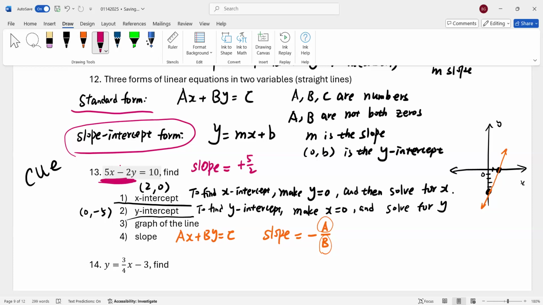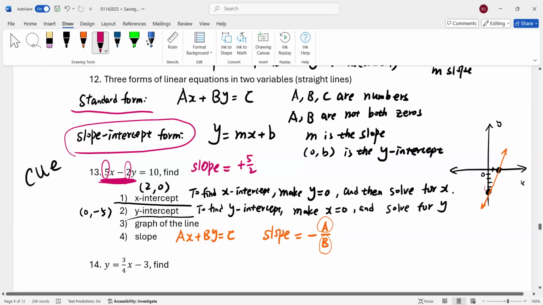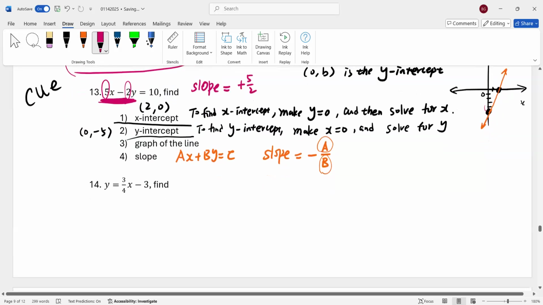Give it a try. If not, just try rise over run, right? As you can see here, rise 5, run 2, 5/2. That works as well. But if you know this method, 5x first term, negative 2y second term, they have a different sign. So the slope is positive. Positive what? 5/2. Done. The number in front of x over the number in front of y. You're good. All right. Number 14.